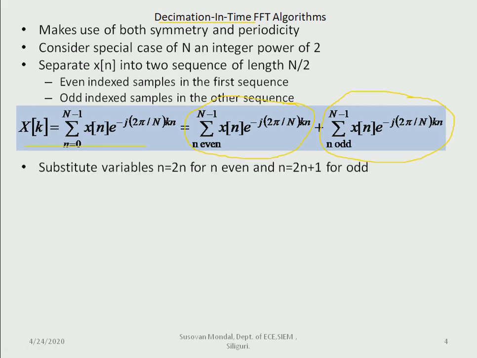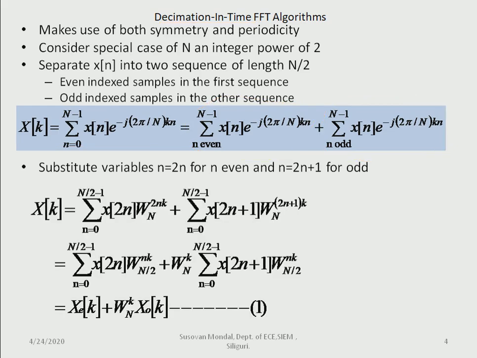Now, for the even part, we can substitute n by 2n because it is even, and for the odd part we can substitute by 2n plus 1. So if we substitute this n by 2n, what will happen?